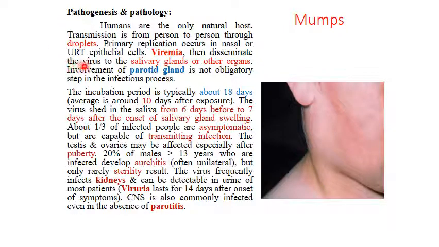The testes and ovaries may be affected, especially after puberty. 20% of infected males more than 13 years develop orchitis, which is often unilateral, but only rarely does sterility result. The virus frequently infects kidneys and can be detected in the urine of most patients, viruria. It means the presence of the virus in the urine lasts for 14 days after the onset of symptoms. The central nervous system is also commonly infected, even in the absence of parotitis, which is the inflammation of the parotid glands.